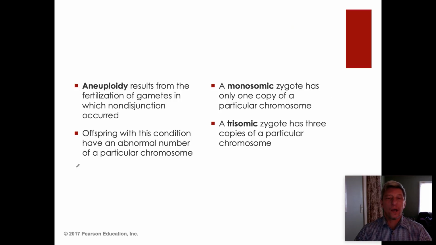Now, if there is a fertilization of gametes in which nondisjunction occurred, we call the condition that occurs aneuploidy. And essentially, offspring with this condition have an abnormal number of a particular chromosome. They can have an extra copy of a particular chromosome, or they can be missing a copy of a particular chromosome. If they're missing a copy, they are called monosomic zygotes. They have only one copy of a given chromosome. On the other hand, if they have 3 copies of a given chromosome, they are referred to as trisomic.